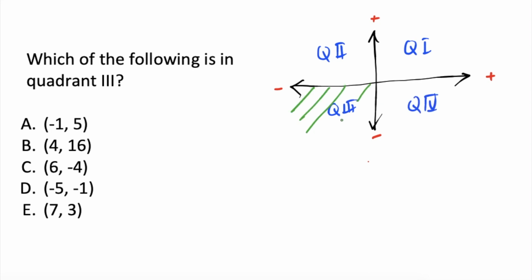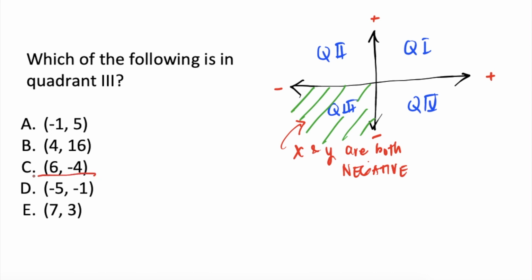So concerned tayo sa quadrant 3 lang. Sa quadrant 3, we can see na negative yung ating x and y. So sa choices, ang answer is D, point negative 5, negative 1.